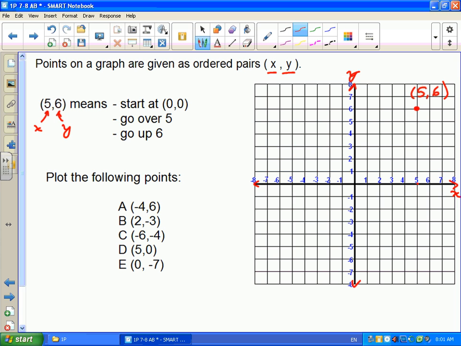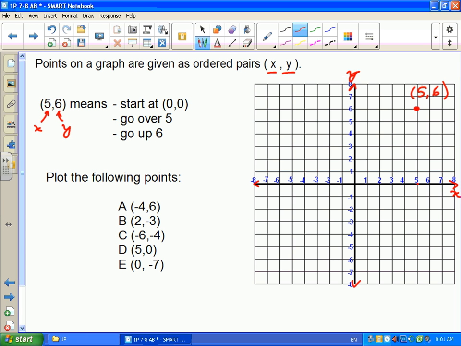This is kind of like a hotel. (0, 0) is the door. You always go into the door, and first thing you have to go down the hall, and then you go up or down the elevator. So it's always left or right first, and then you go up or down. So let's just go through the rest of these points here and plot them on the graph.